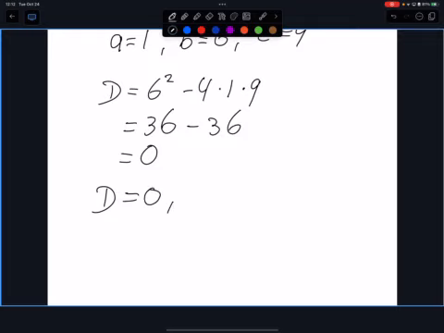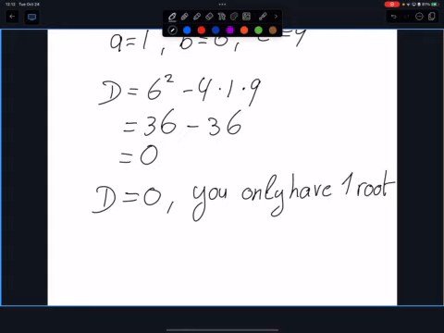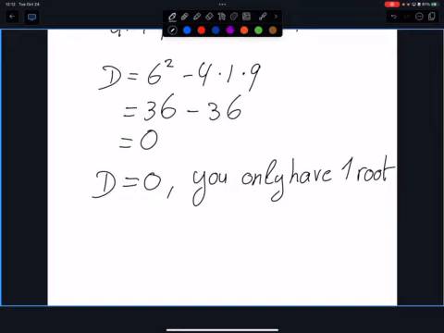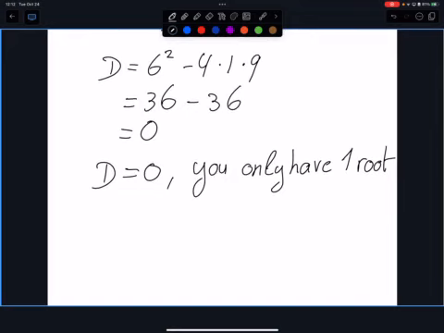Now, if your discriminant equals 0, you only have one root. So, meaning you only have one x. You don't have x1 and x2. It's just one x. One root. So x equals negative b.